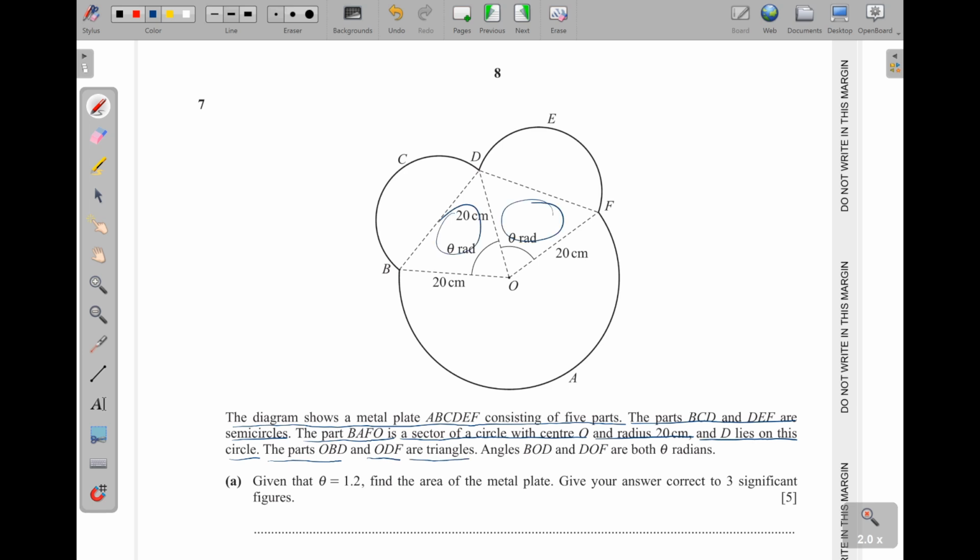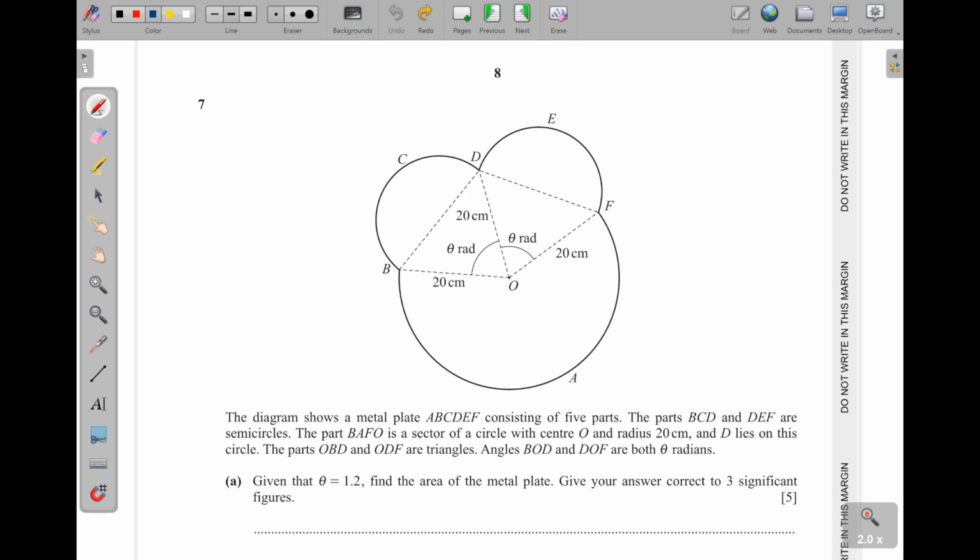These ones here. Angles BOD and DOF are both theta in radians. Part A, given that theta is equal to 1.2, find the area of the metal plate. Give your answer correct to 3 significant figures. Now, you should know that in here, the calculator must be in radians.